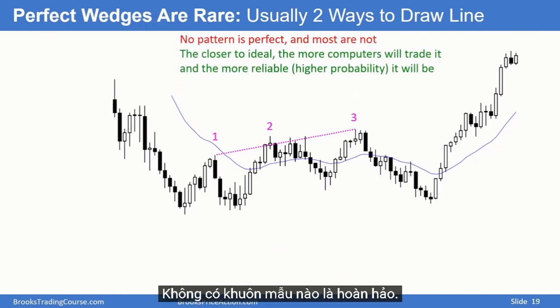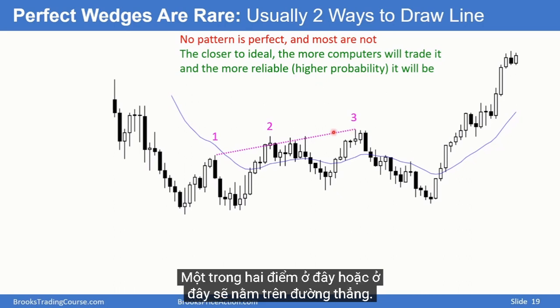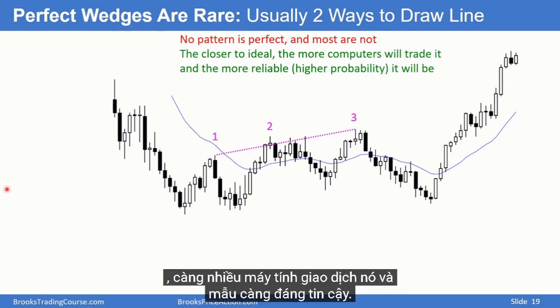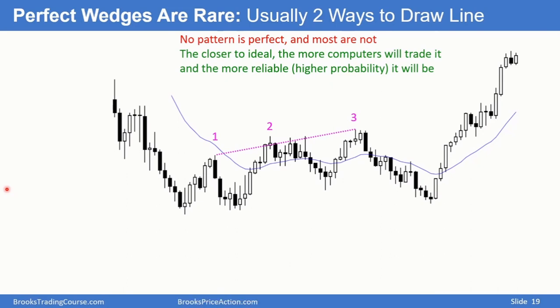No pattern is perfect. Most patterns are not perfect. And therefore, I would not expect the 3 points to be exactly at the line. One of the 2 points here or here is going to be above the line. The more perfect a pattern is, the more computers will find it, the more computers will trade it, and the more reliable the pattern will be, the higher the probability it will unfold the way you want it to unfold.